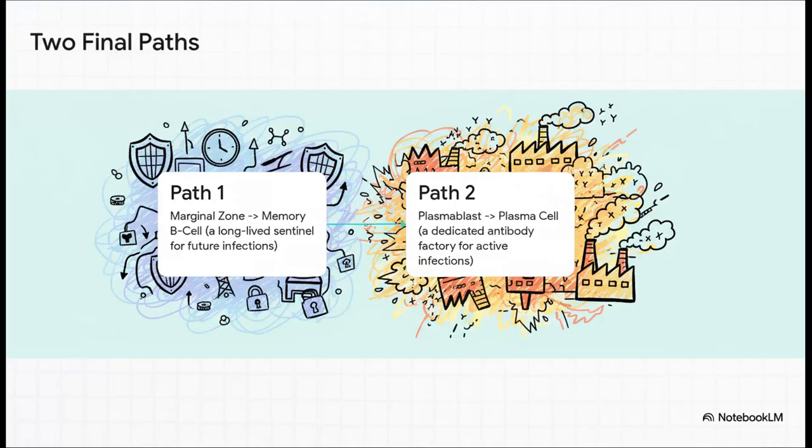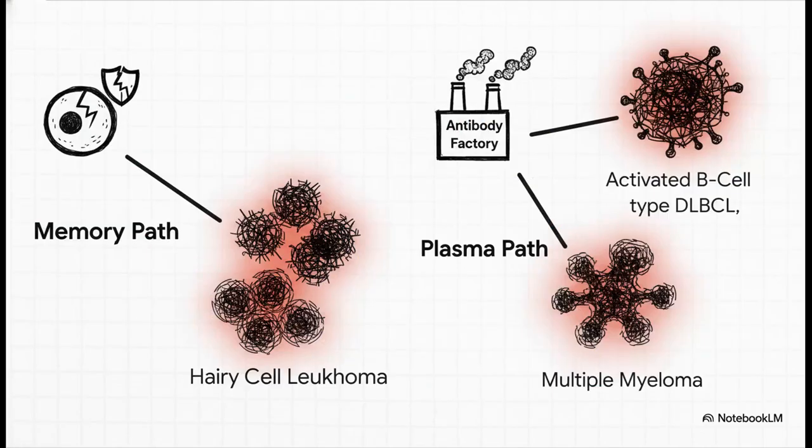Okay, so path number 1 takes it through the marginal zone, where it becomes a long-lived memory B cell, just waiting, ready to pounce if the same infection ever comes back. Path number 2 involves a pretty dramatic transformation into a plasmablast and then, ultimately, a plasma cell, which is basically a tiny, powerful antibody factory. And as you might have guessed, each of these career paths has its own set of malignancies.